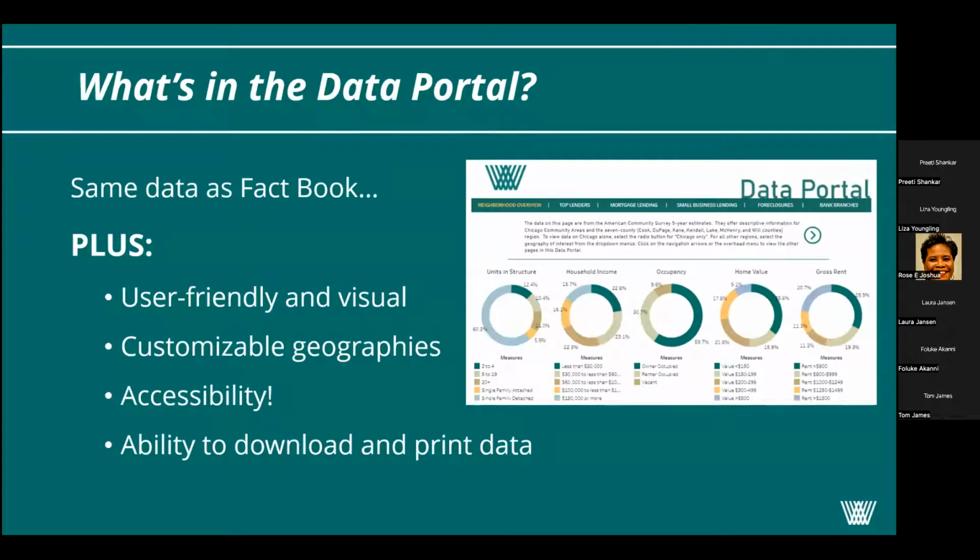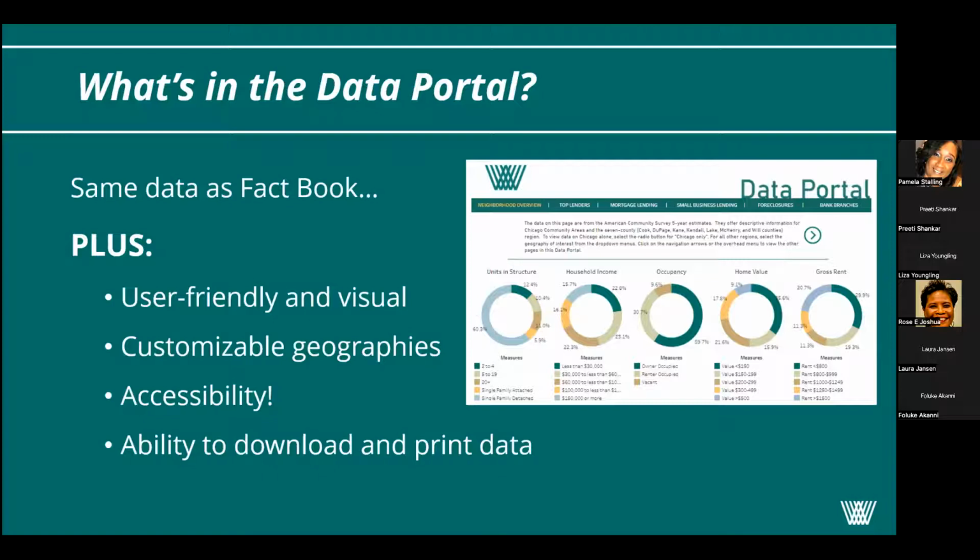So what's in the data portal? How does it differ from the factbook? Well, it has all of the same information as the factbook, but it is the factbook 2.0. So there's better interactability. It's easier to click through different tabs and find different stats you're looking for. And it's also easier to change geographies. You can click and choose which geography you're looking for rather than flipping to the table of contents, finding the page number, and going back and forth that way. And you'll see all this when we go through the demo in just a minute.